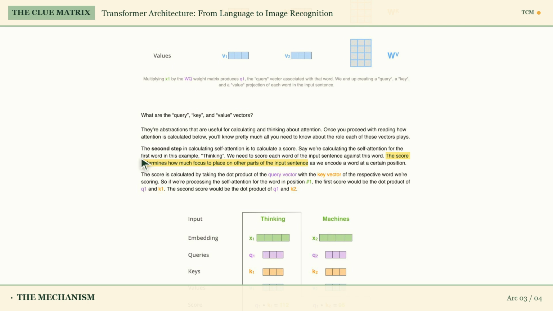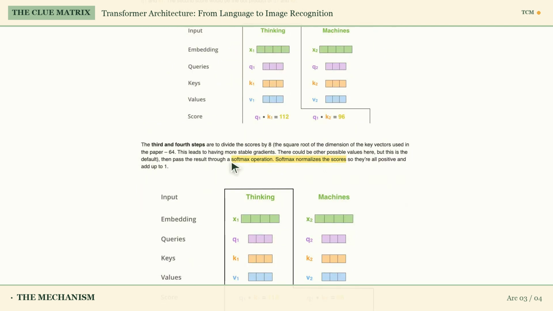We first divide the scores by 8, specifically by the square root of the dimension of the key vectors, which was 64 in the original paper, making the divisor 8. This scaling helps stabilize gradients during training, preventing very large dot products from dominating.